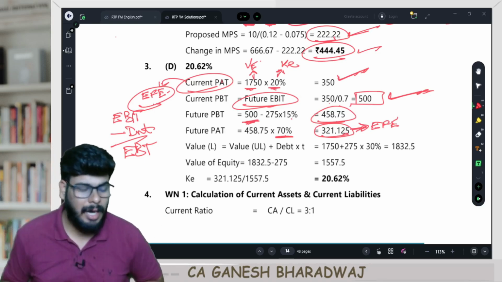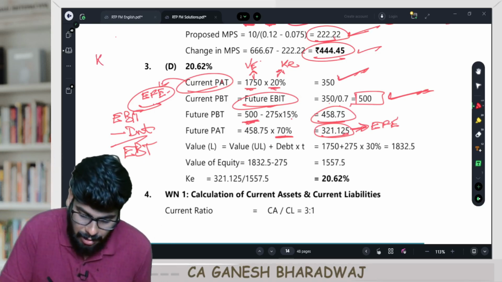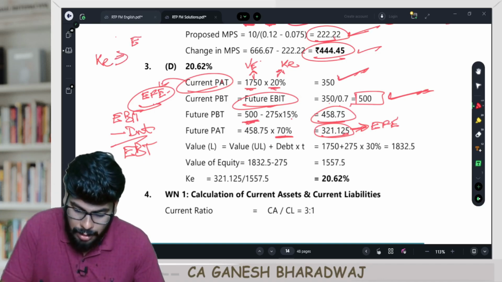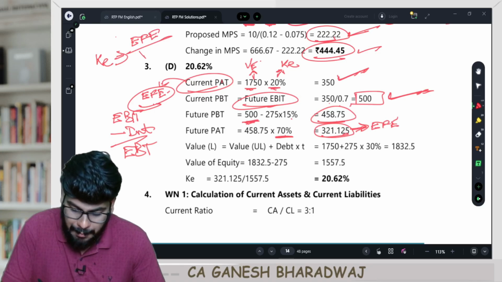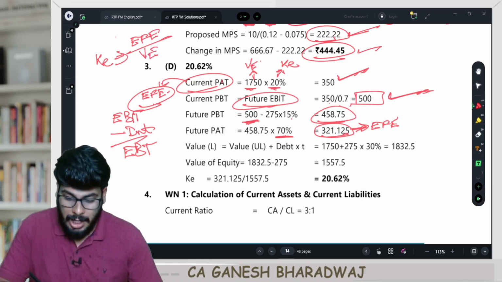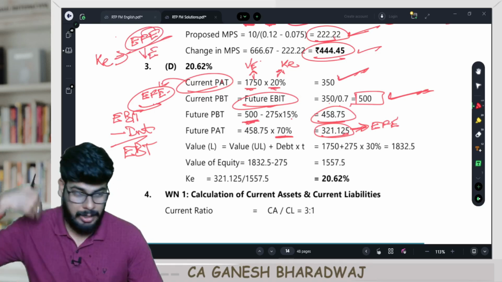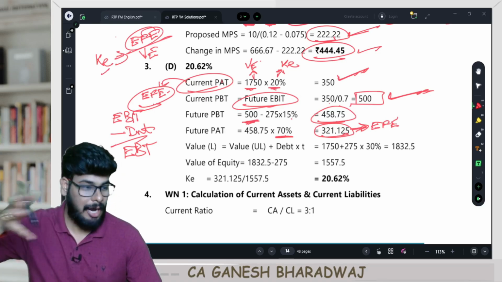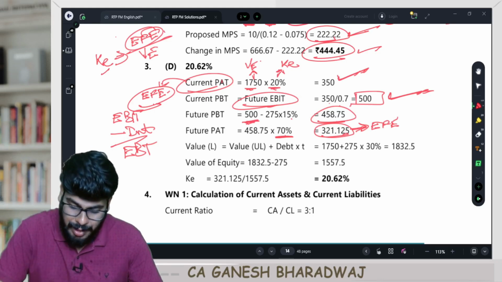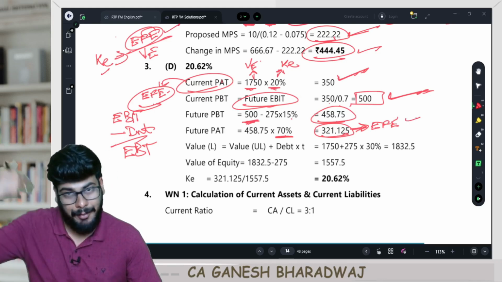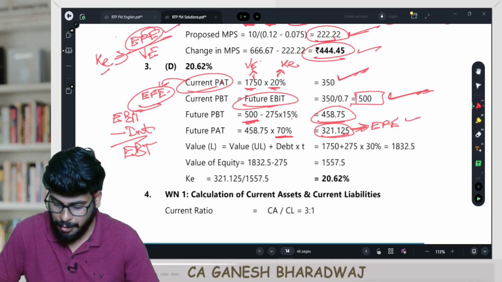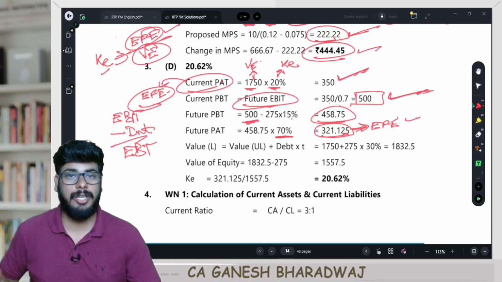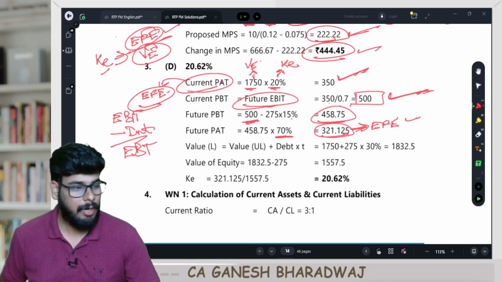Now what have they asked in the question? They have asked us to calculate the KE. Can I say KE is equal to earnings for equity divided by value of equity, right? Obviously they have asked for the KE value after this restructuring happens. So we've got the earnings for equity after the restructuring, that is 321.125. Now we need to arrive at the value of equity after this restructuring happens.